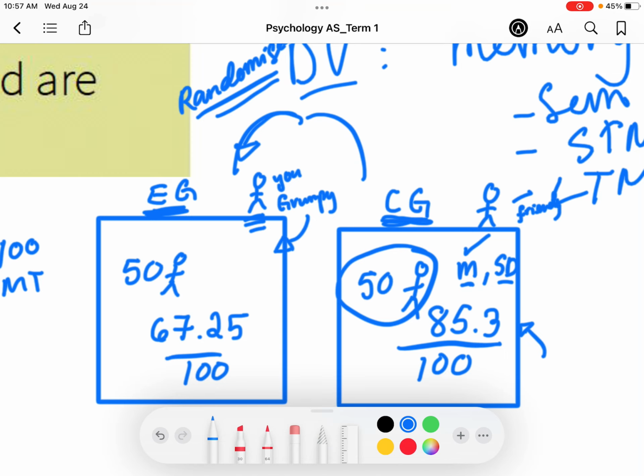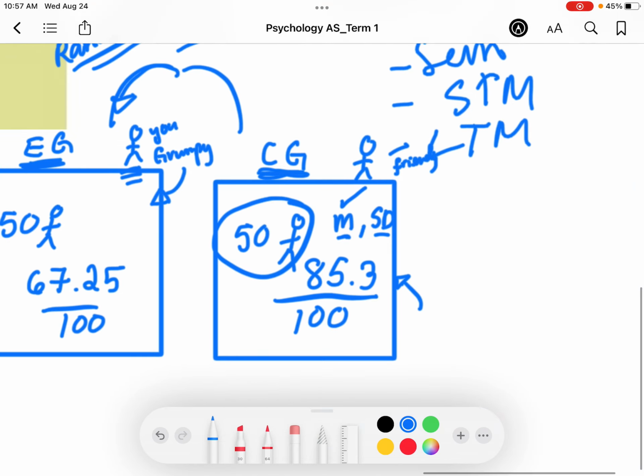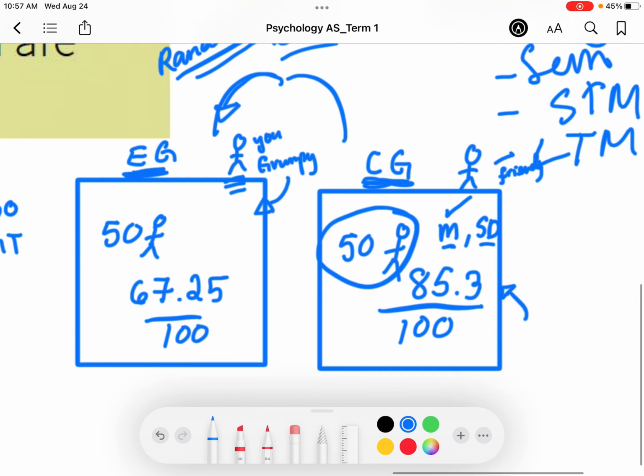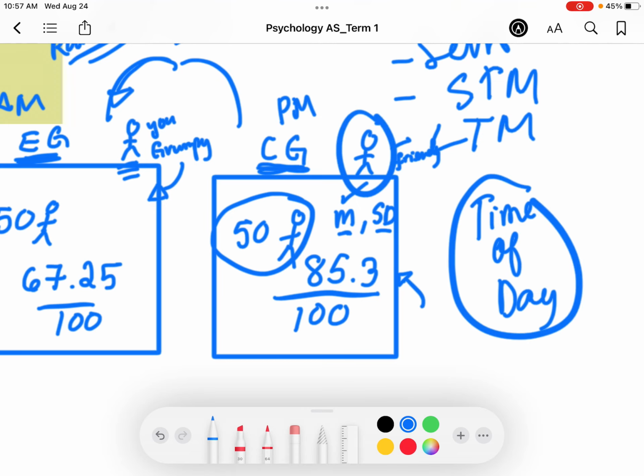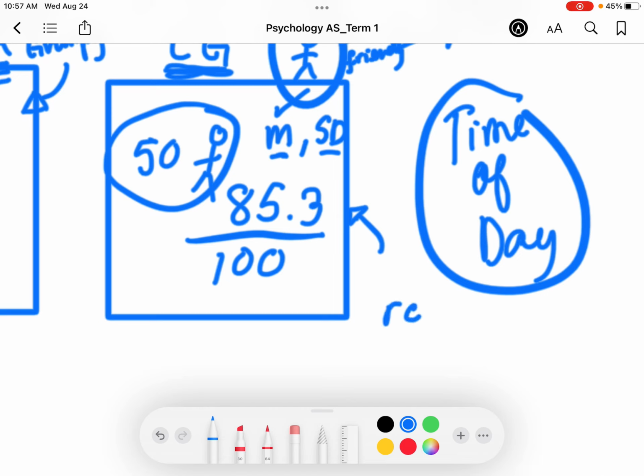So let's go back here. Aside from the demeanor of the experimenter, what else? For example, in the report, the researcher said that the experimental group took the test in the morning. The control group used the same room in the afternoon. So time of day could be a factor, right? Maybe they are more alert or less alert in the morning compared to the afternoon. So experimenter, time of day, I don't know, room cleanliness.